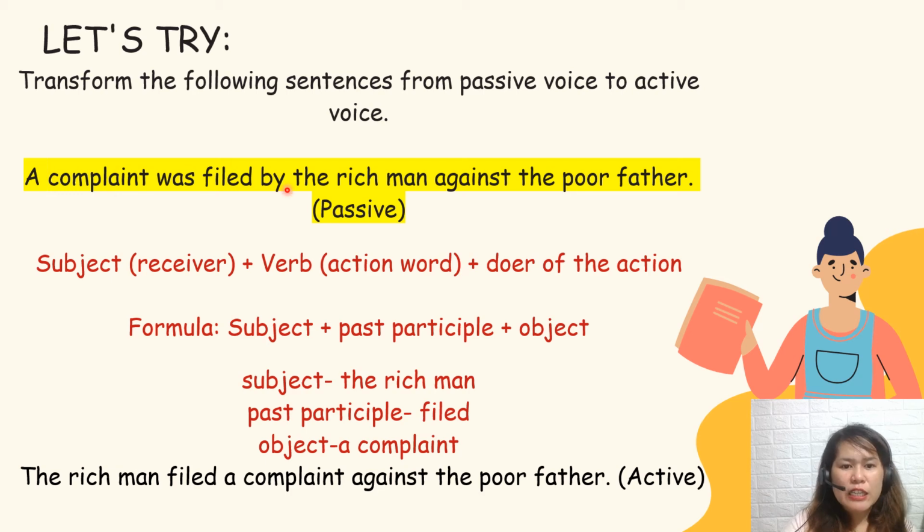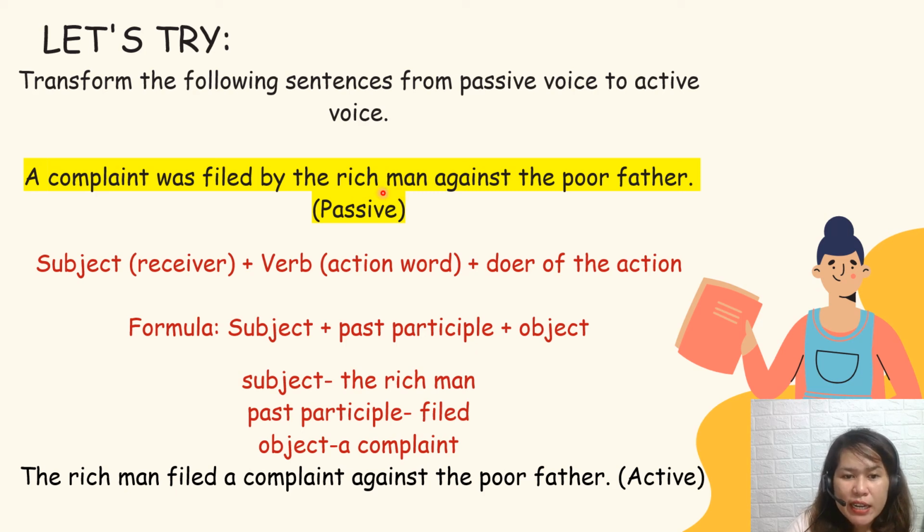Let's try transforming this. Let's have an example. A complaint was filed by the rich man against the poor father. So this is the passive form. Transform natin siya into active. So ang ating formula, gaya nga ng sinasabi natin, formula natin sa active should be subject, past participle, and the object. Tatlo lang. So dito, para magamit natin yan, sino ba yung ating subject na gumagawa ng action?